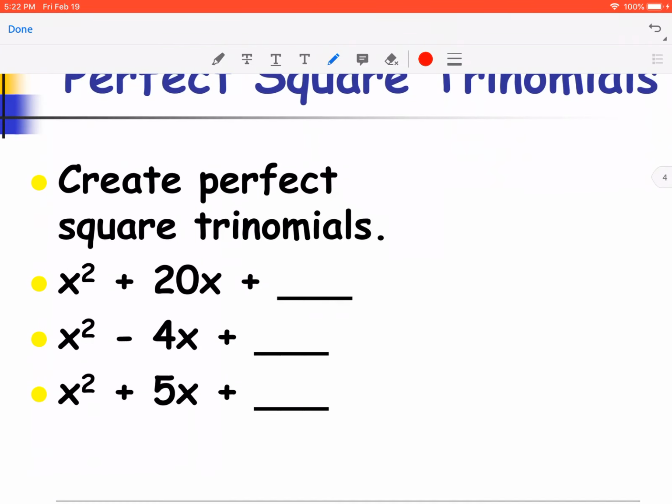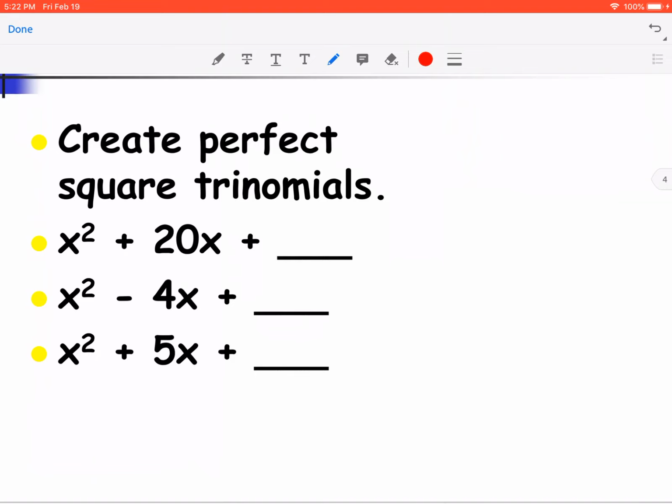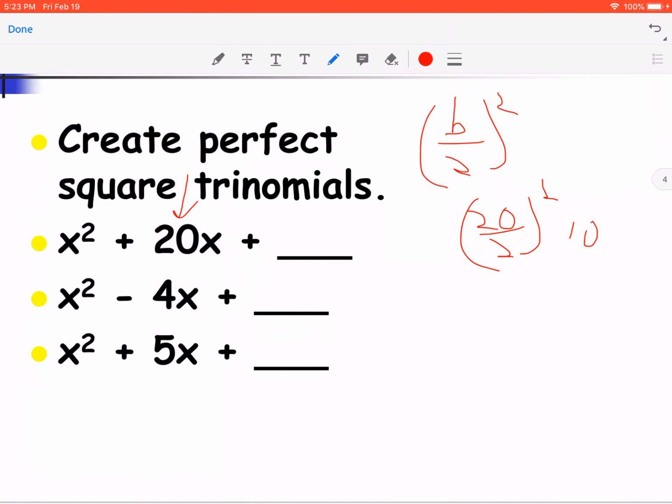All right. So let's make some of these here. Here's some examples. They gave you the a, they gave you the b, they didn't give you the c. It doesn't matter. All you need is b divided by 2 and square it. So let's look at this first one here. b is 20. So let's do 20 divided by 2 and square it. 20 divided by 2 is 10. What is 10 squared? 10 times 10 is 100. There's your missing number right there. You'll see problems just like this on your assignment later.